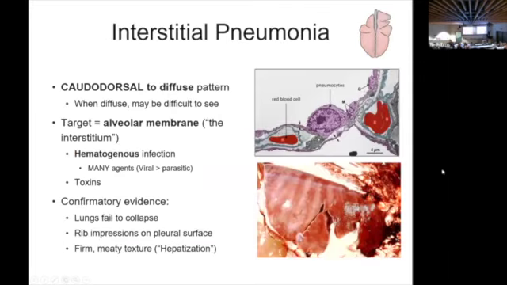Okay, second major classification of pneumonia. So bronchopneumonia, aerogenous, usually bacterial. Interstitial pneumonia, targeting the interstitium. So that's these alveolar membranes. So that's your diffusion zone.